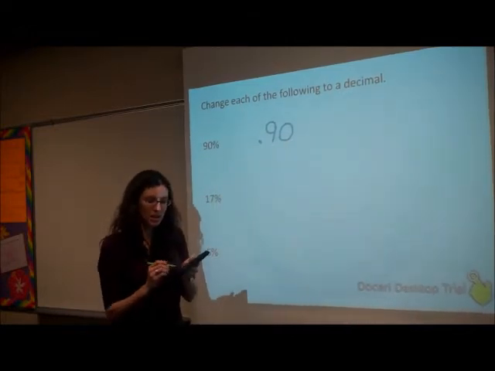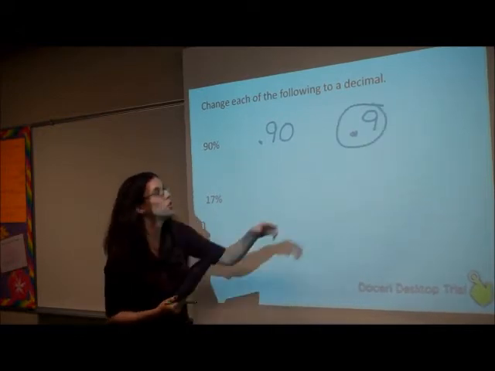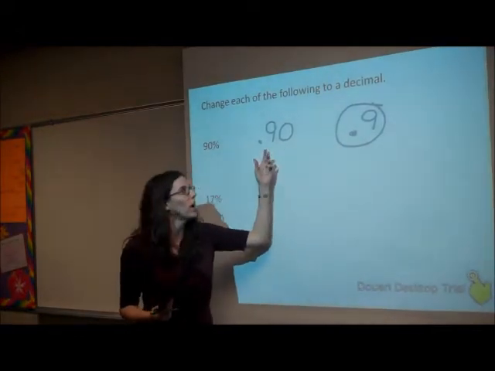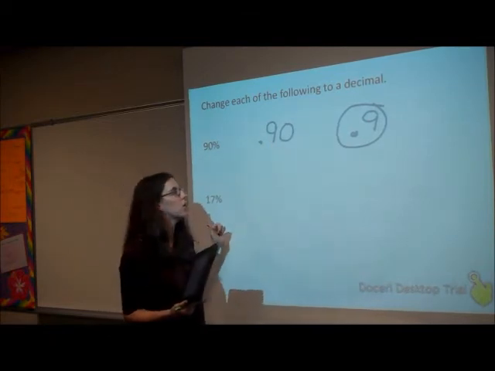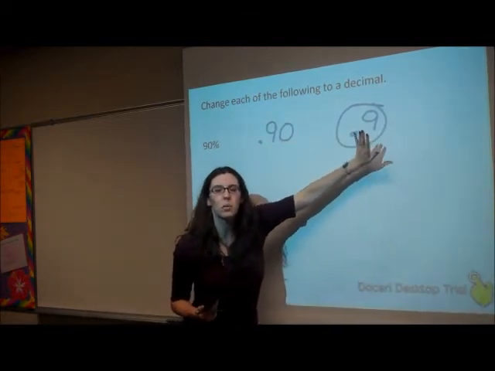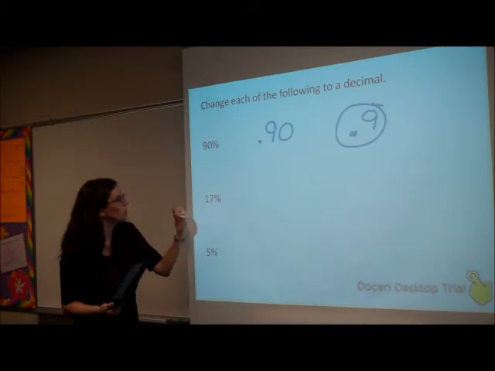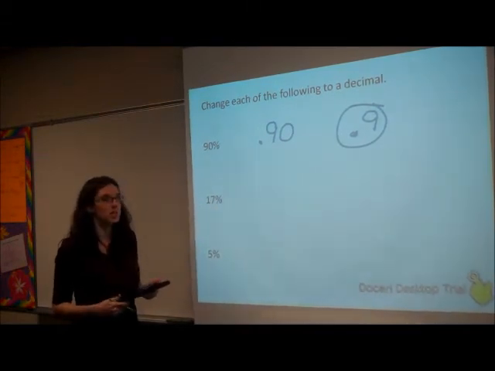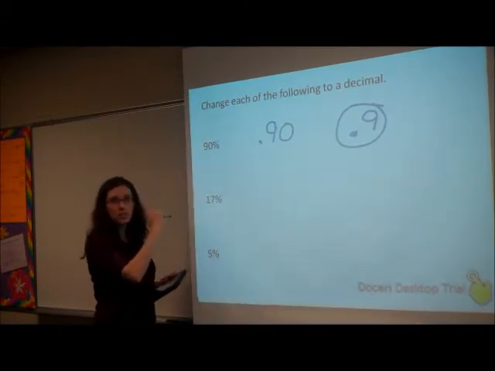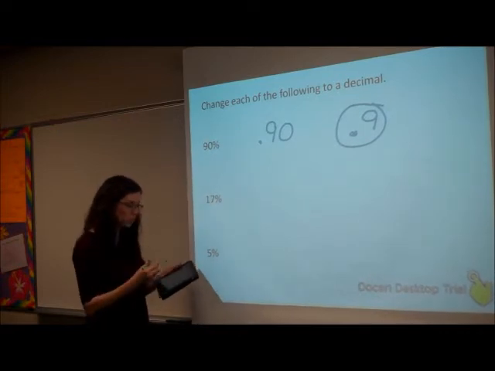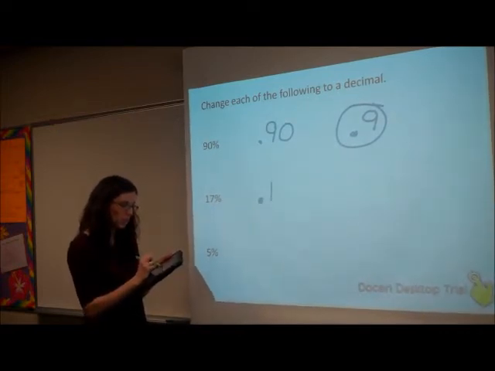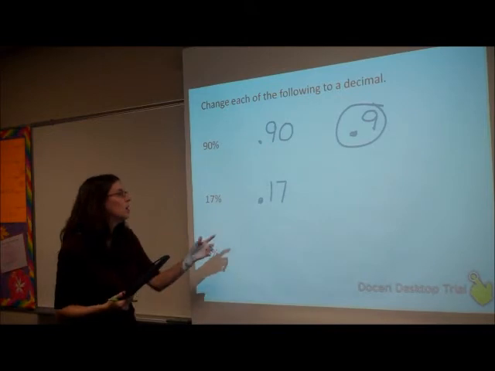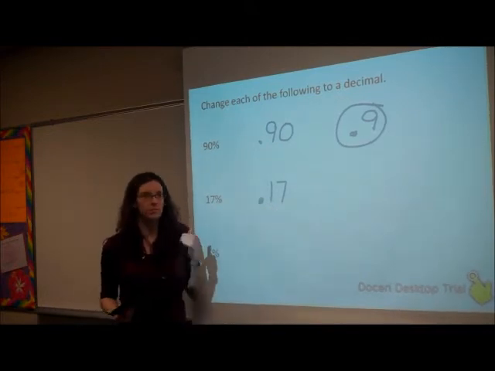This is the same as 0.9. And I'd prefer that you write it this way because this is more simplified than having that 0 at the end. These are the same, but I would rather you write it this way. So now let's look at 17%. We're dividing it by 100, or moving our decimal 2 places. So 17% will change to 0.17.